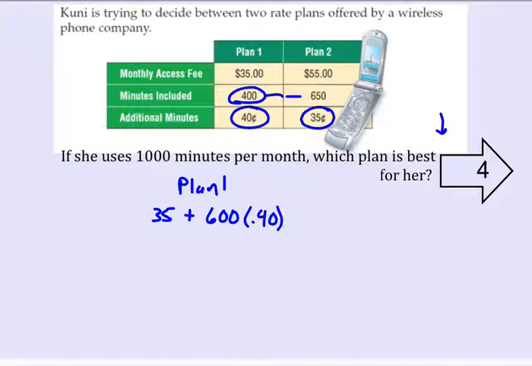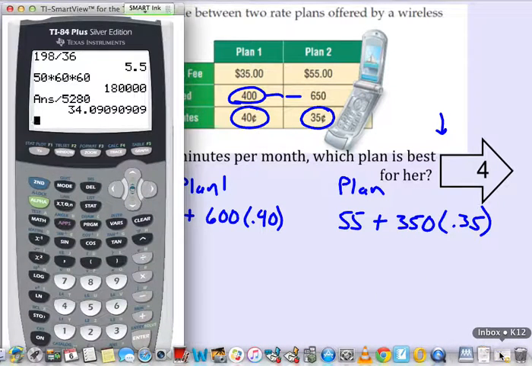That's Plan 1. Plan 2 is going to be $55 to start out with, plus 650 minutes are included. 1,000 minus 650 is 350. So 350 minutes times 0.35 or 35 cents. So figuring out these two plans, well, we just plug these into our calculator here, TI-84. So let's do that.